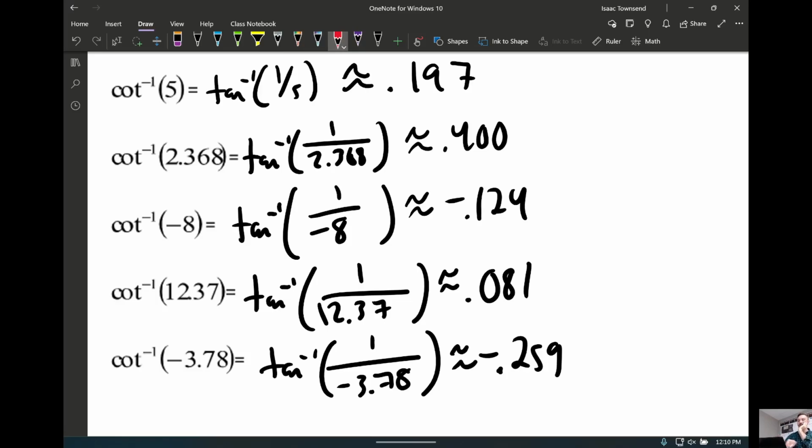I think inverse cotangent of 2.368. Nope, that one's fine. Did you have a guess, Jonathan? 12.37 and 5, those are wrong. Those are both right. Just the negative ones. All the negatives. The bottom one. It's both of these. This one and this one need more work.